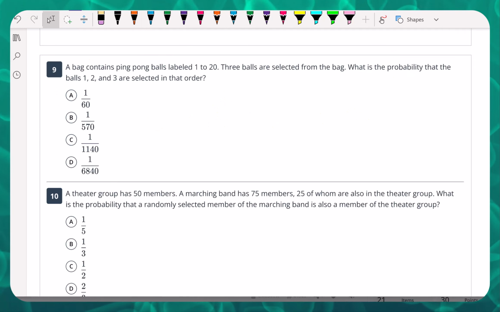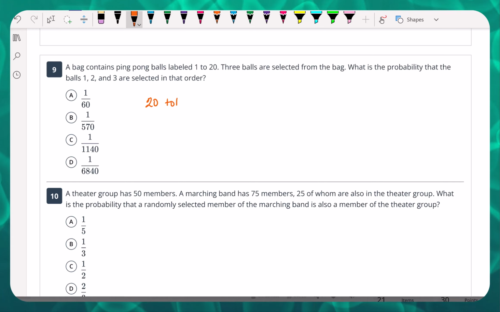Okay, question number 9 says that you got a bag that has 20 ping pong balls. They're labeled 1 to 20. So I'm going to write down that I have a total of 20. And then it says 3 of these balls. So you're going to pick 3 out of the 20. And we're trying to figure out what's the probability that the balls are selected in that order.